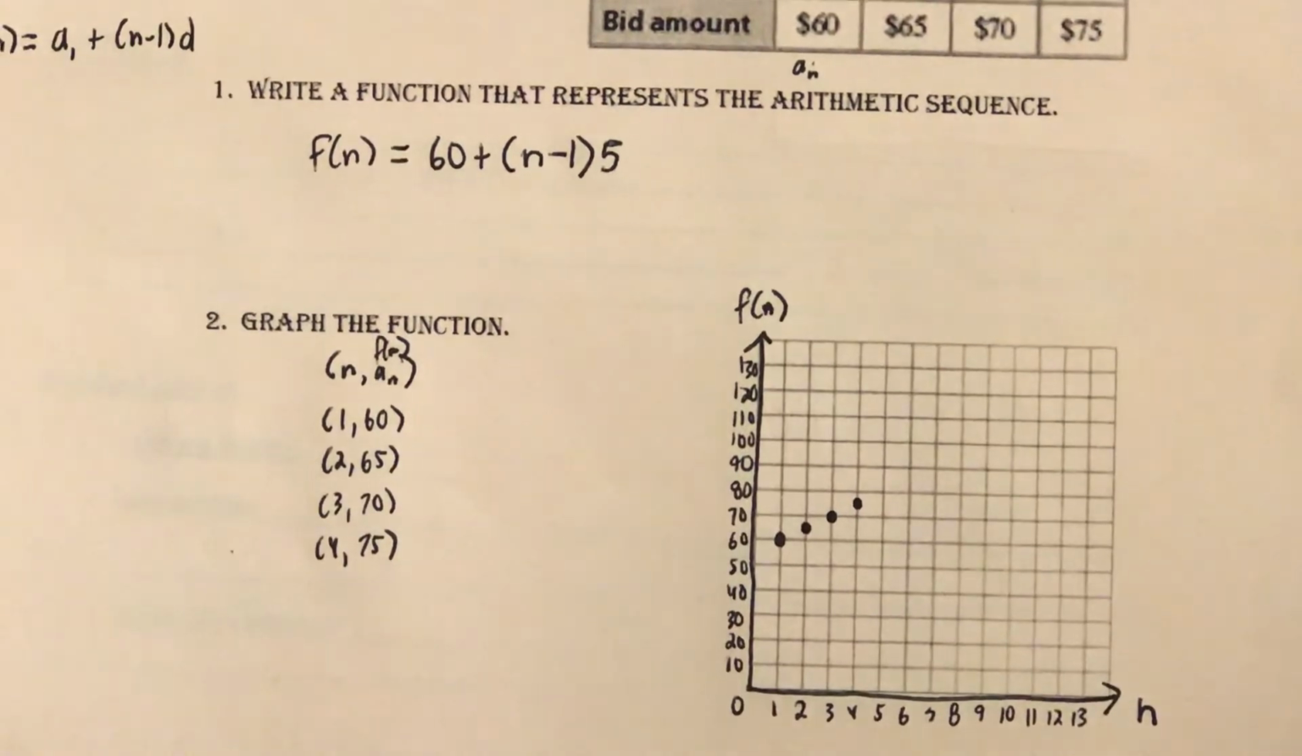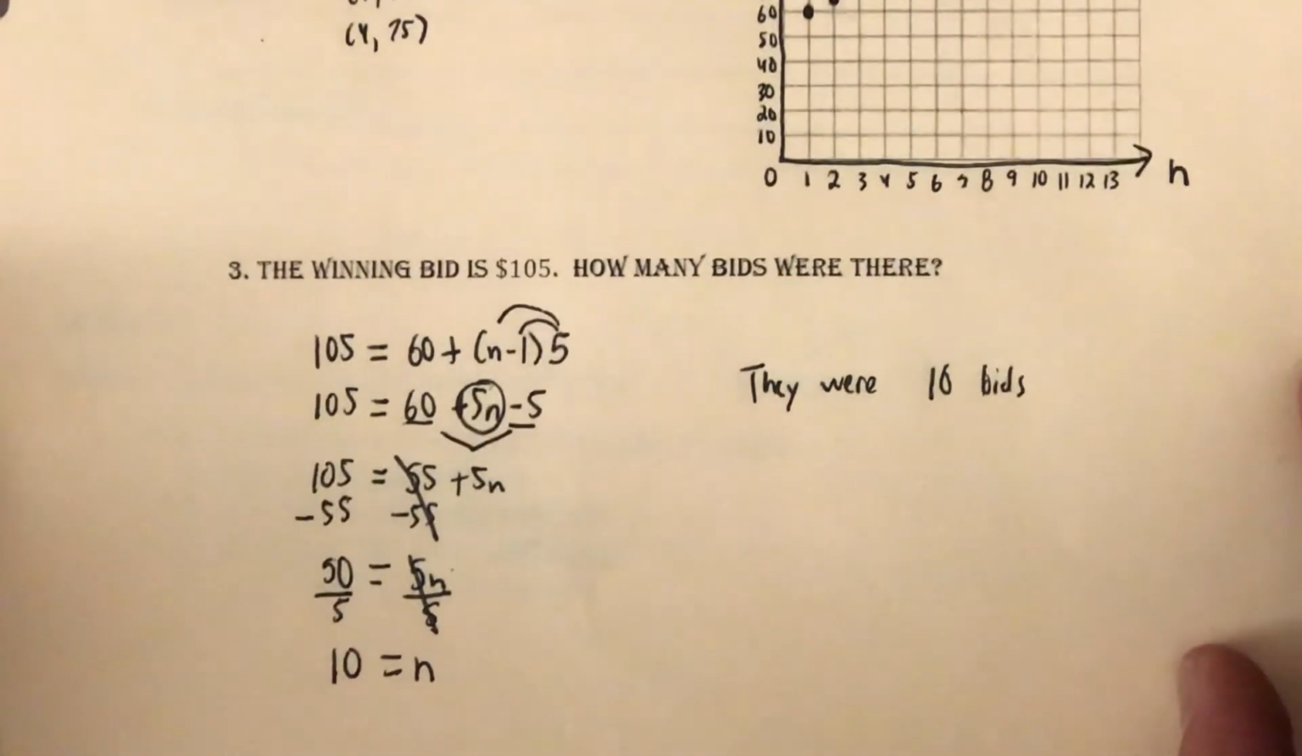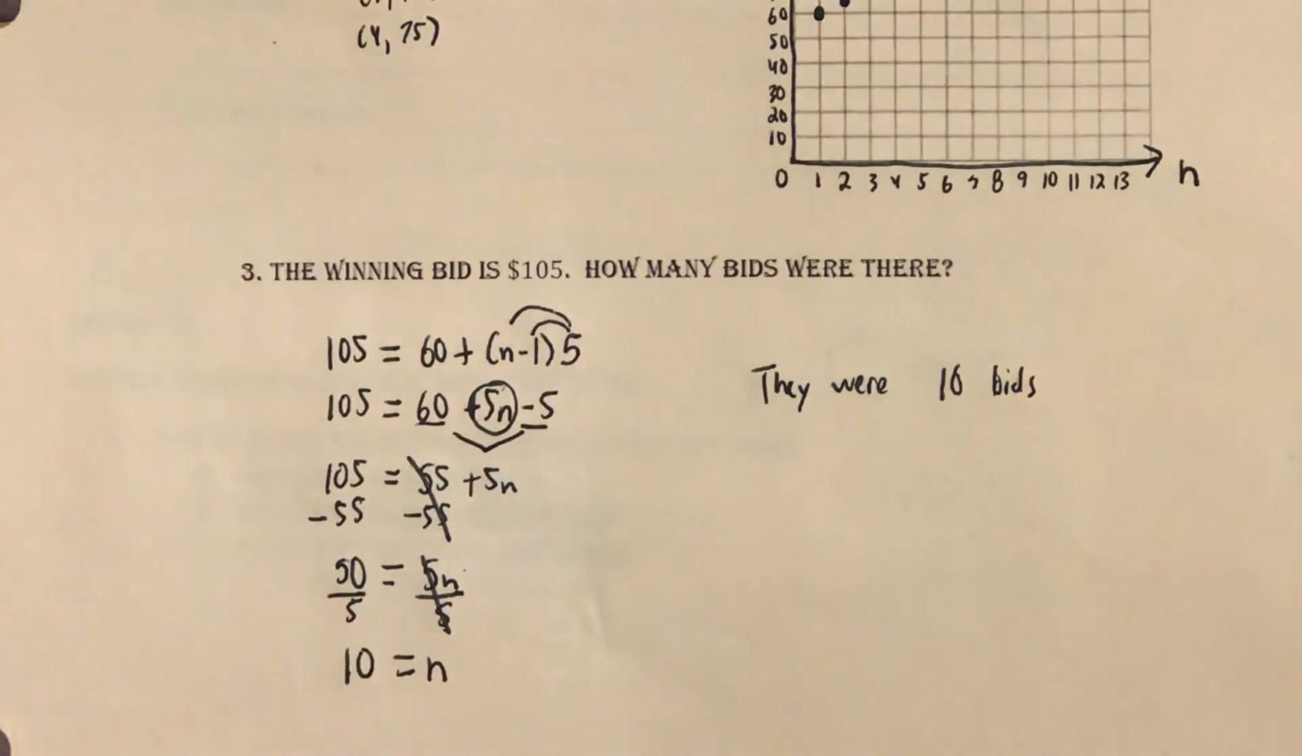And I just realized you may not have been able to see that last part. I apologize on that. So here's the graph that we did earlier. Let me move back and I'll re-explain what we were talking about. I forgot to move the paper up. So what I said earlier is they told us that the winning bid was $105. Then they wanted us to know how many bids were there.